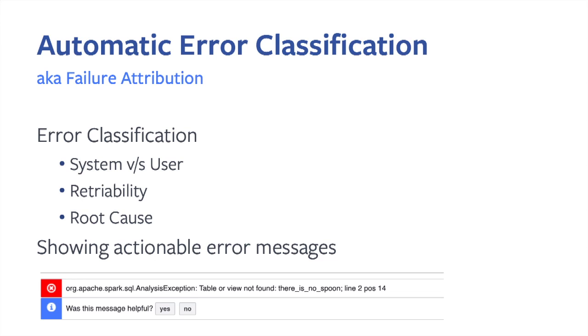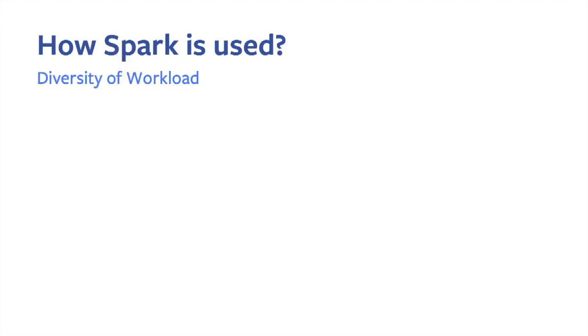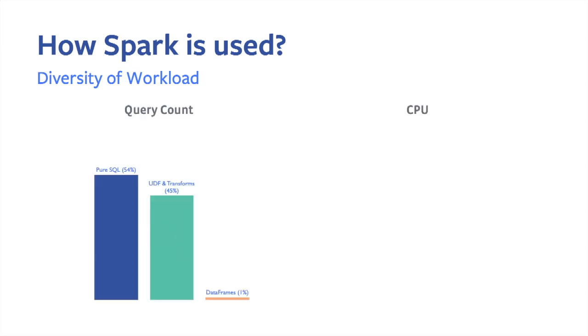But going to the next aspect of how we think of our use cases is what kind of queries are being run on Spark. So the diversity of the workload itself. We look at it from query count and CPU. If you look at the query count, the biggest chunk of the queries, and not surprisingly, is pure SQL. These are SQL queries that mostly our software engineers are writing to do just simple analysis.